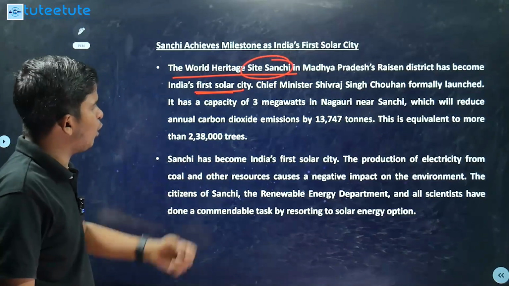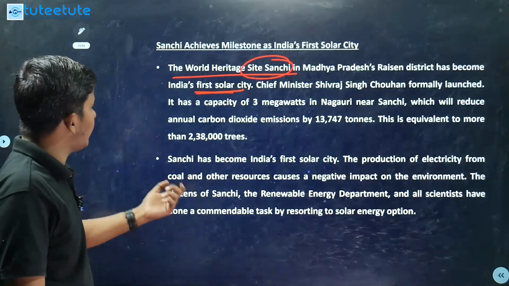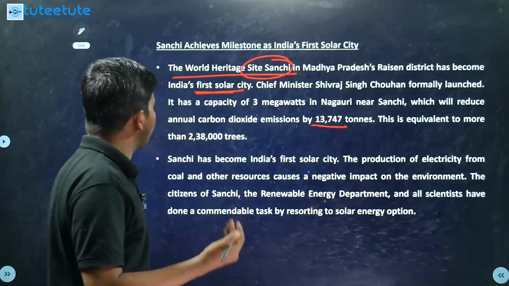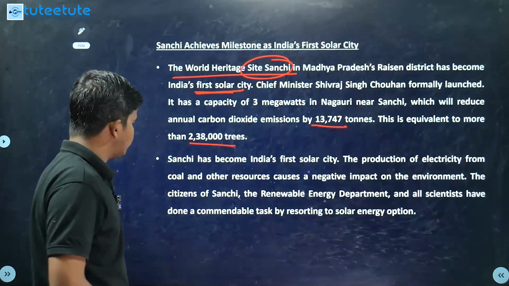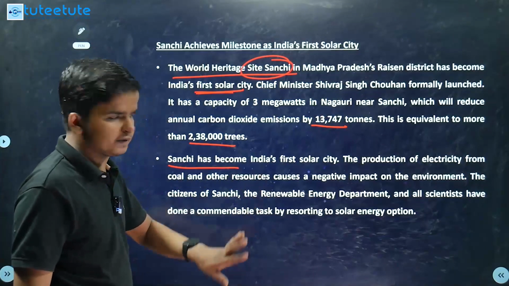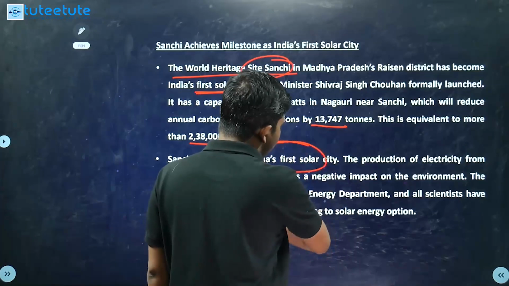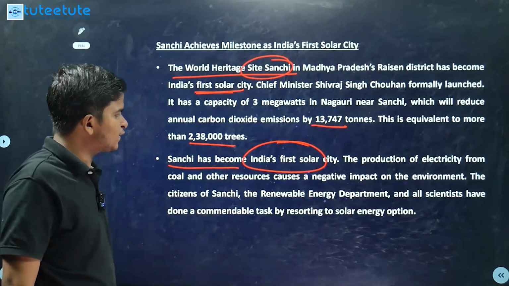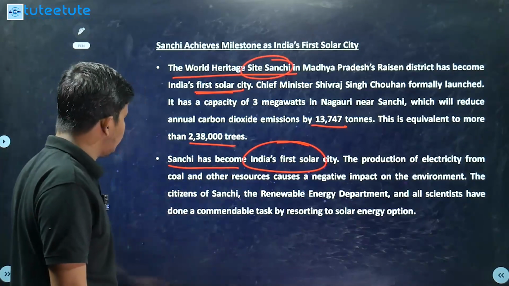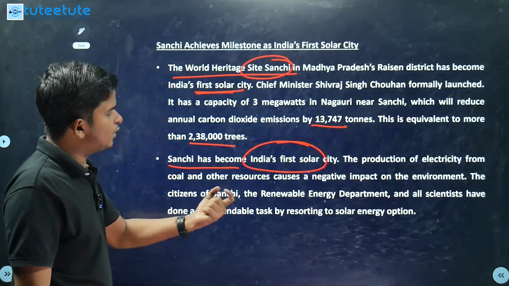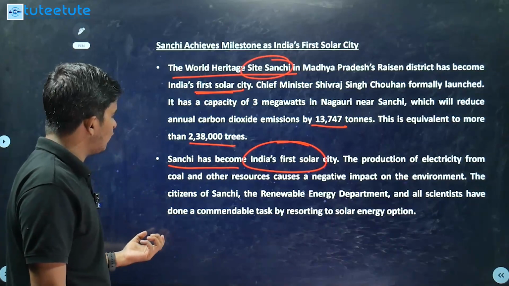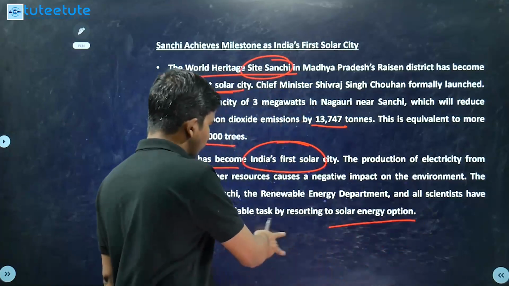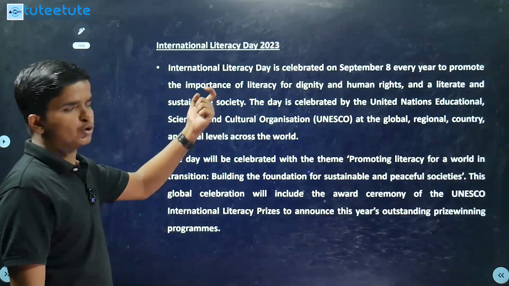It has a capacity of 3 megawatt at Naganuri near Sanchi, which will reduce annual carbon dioxide emissions by 13,747 tons, equivalent to more than 238,000 trees. And Sanchi has become India's first solar city. The production of electricity from coal and other resources causes a negative impact on the environment. The citizens of Sanchi, the renewable energy department and all scientists have done a commendable task by resorting to solar energy options. Clear?